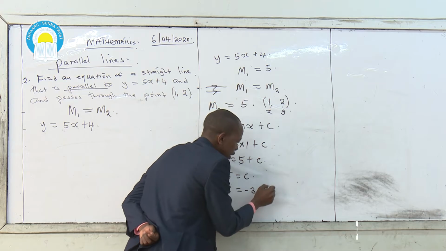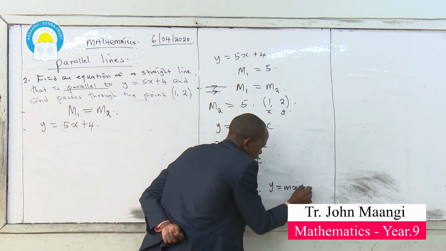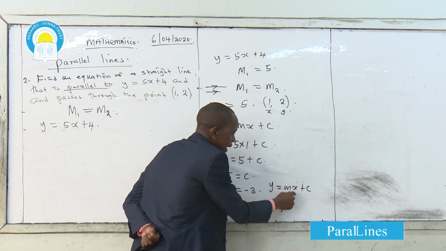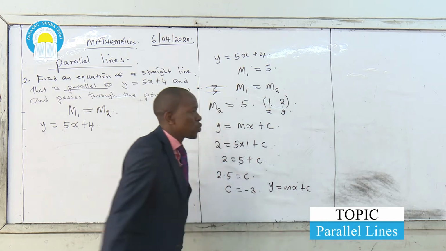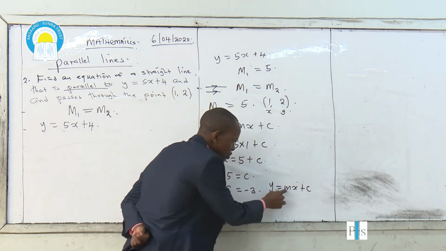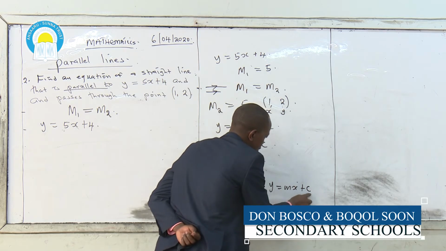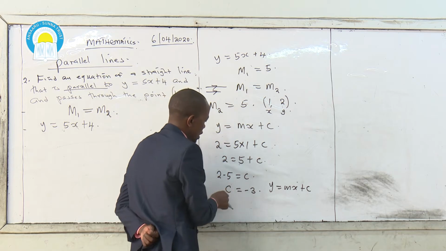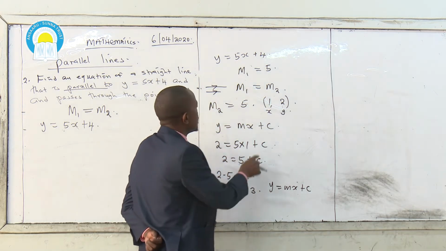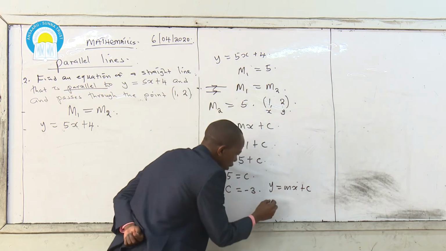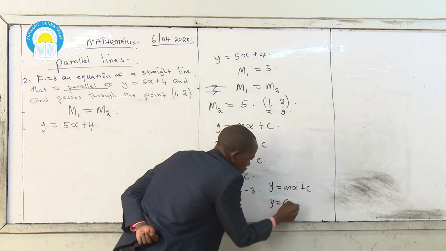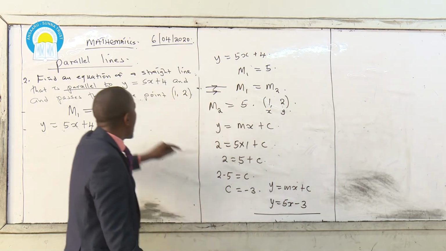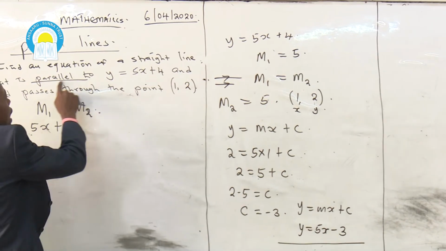Now the equation is y is equal to mx plus c. We don't substitute values of y and x because these are variables which change. The only constants we have are m and c that we are going to insert, because we have their values here. We said c is negative 3 and m is 5. So we're going to say y is equal to 5x minus 3. And this is the equation that you've been asked to find that is parallel to this line.